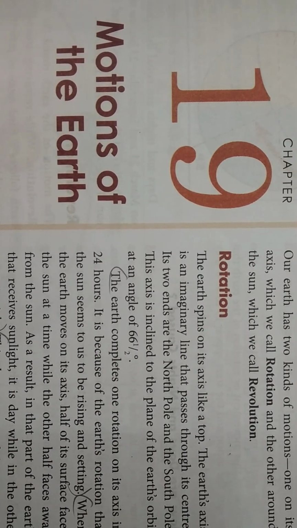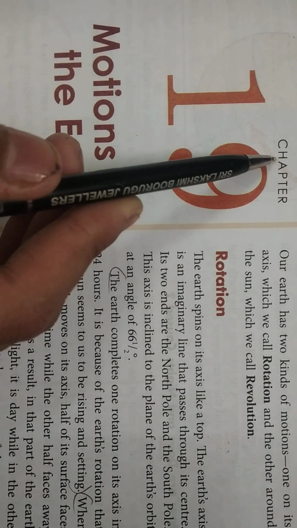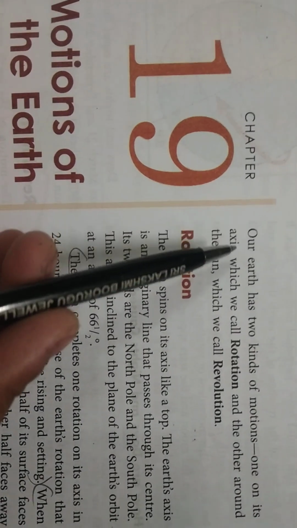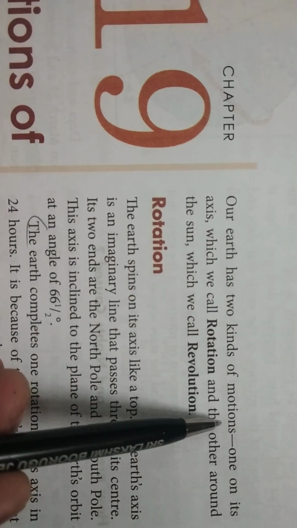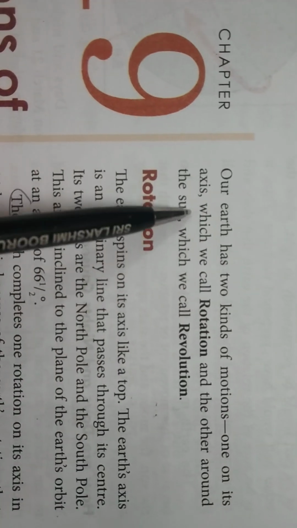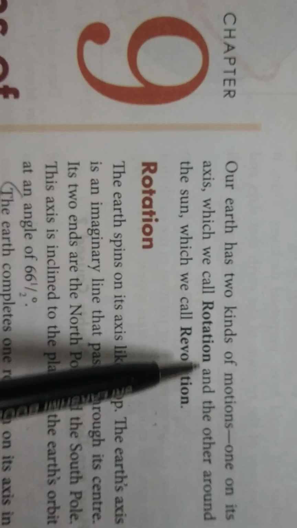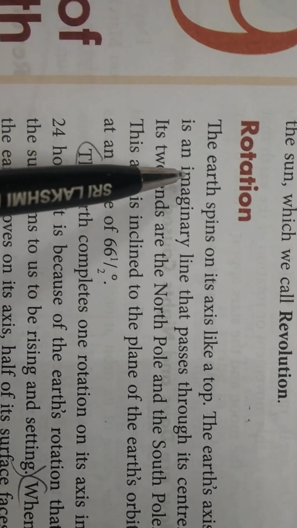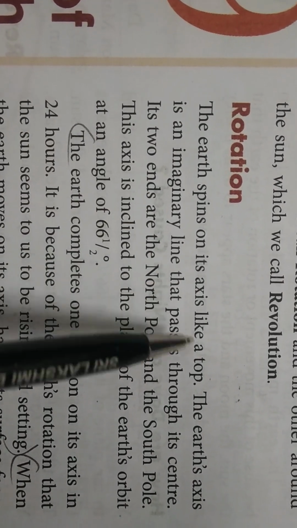Hello friends, today we will understand the chapter 19 Motions of the Earth. Our Earth has two kinds of motions, one on its axis which we call rotation and the other around the sun which we call revolution. Rotation. The Earth spins on its axis like a top.